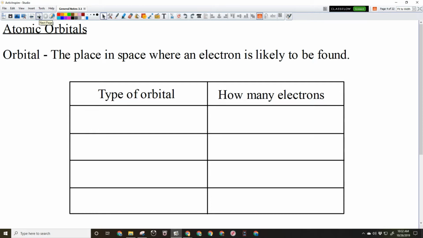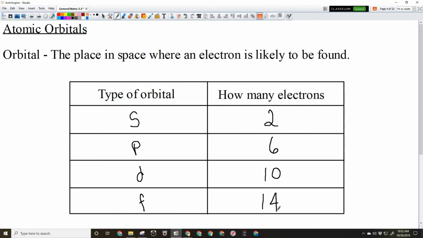And there are 4 different types of orbitals. Those orbitals are called s, p, d, and f. Each one of these orbitals can hold a specific number of electrons. In the s orbital, only 2 electrons can exist. In the p, 6. In the d, 10. And in the f, 14.